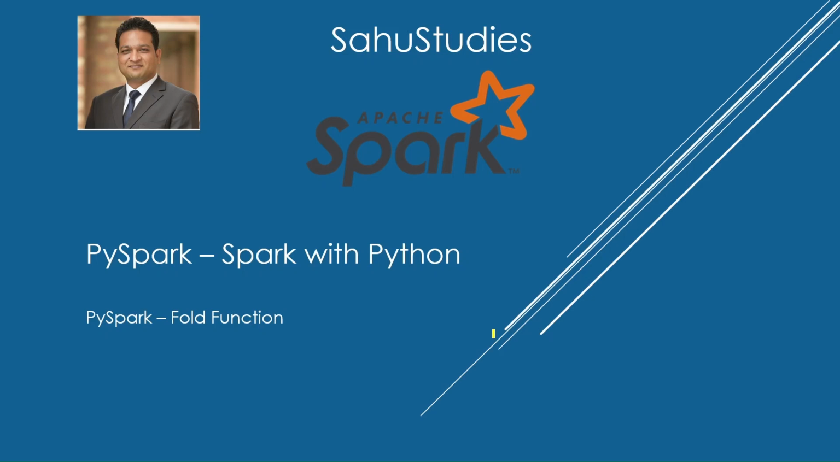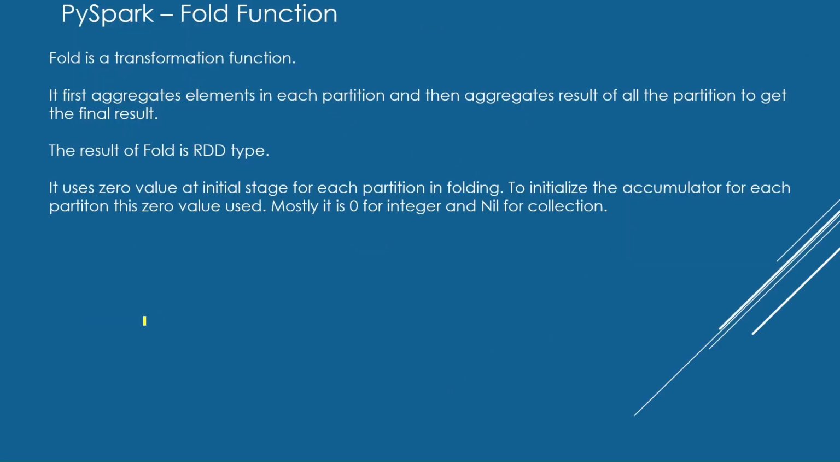In this video, I am going to discuss how the fold function works in PySpark. So what is the fold function? The fold function is a transformation function. It first aggregates the elements in each partition and then aggregates the results of all the partitions to get the final result. Okay, this is a very important statement.